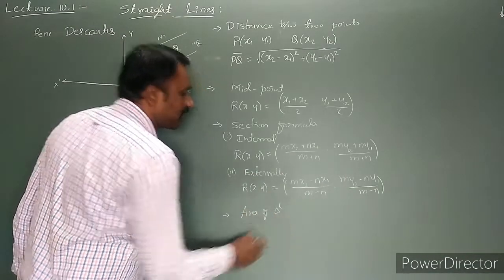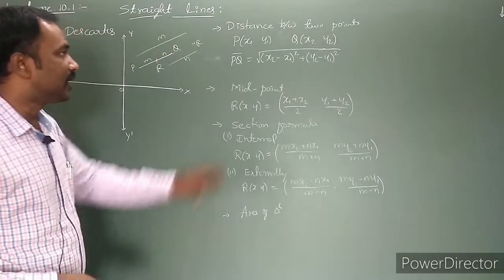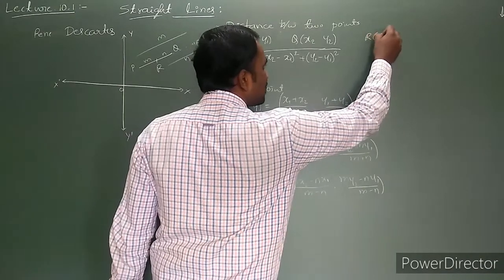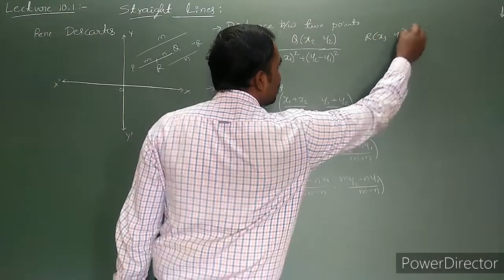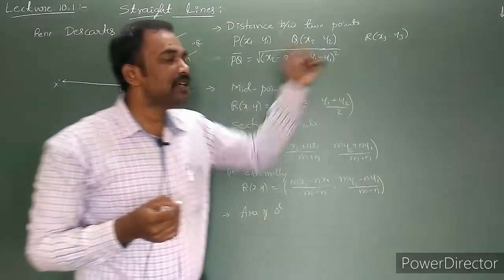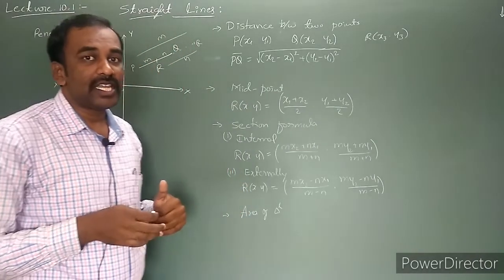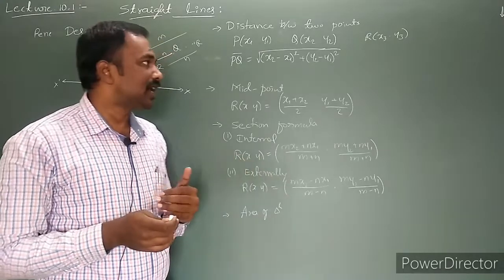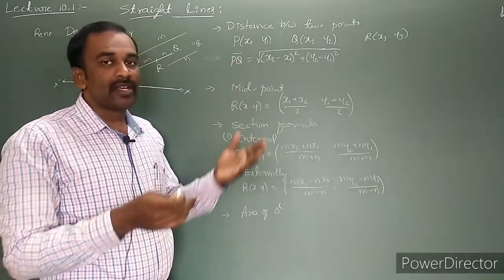Area of the triangle. Suppose the three coordinates are given: P, Q, R. Already P, Q is there. One more coordinate I have just taken, x3, y3. Suppose the three points are given. In that case, what is the area of the triangle? There are different formulas to find the area of the triangle. What are the different formulas?